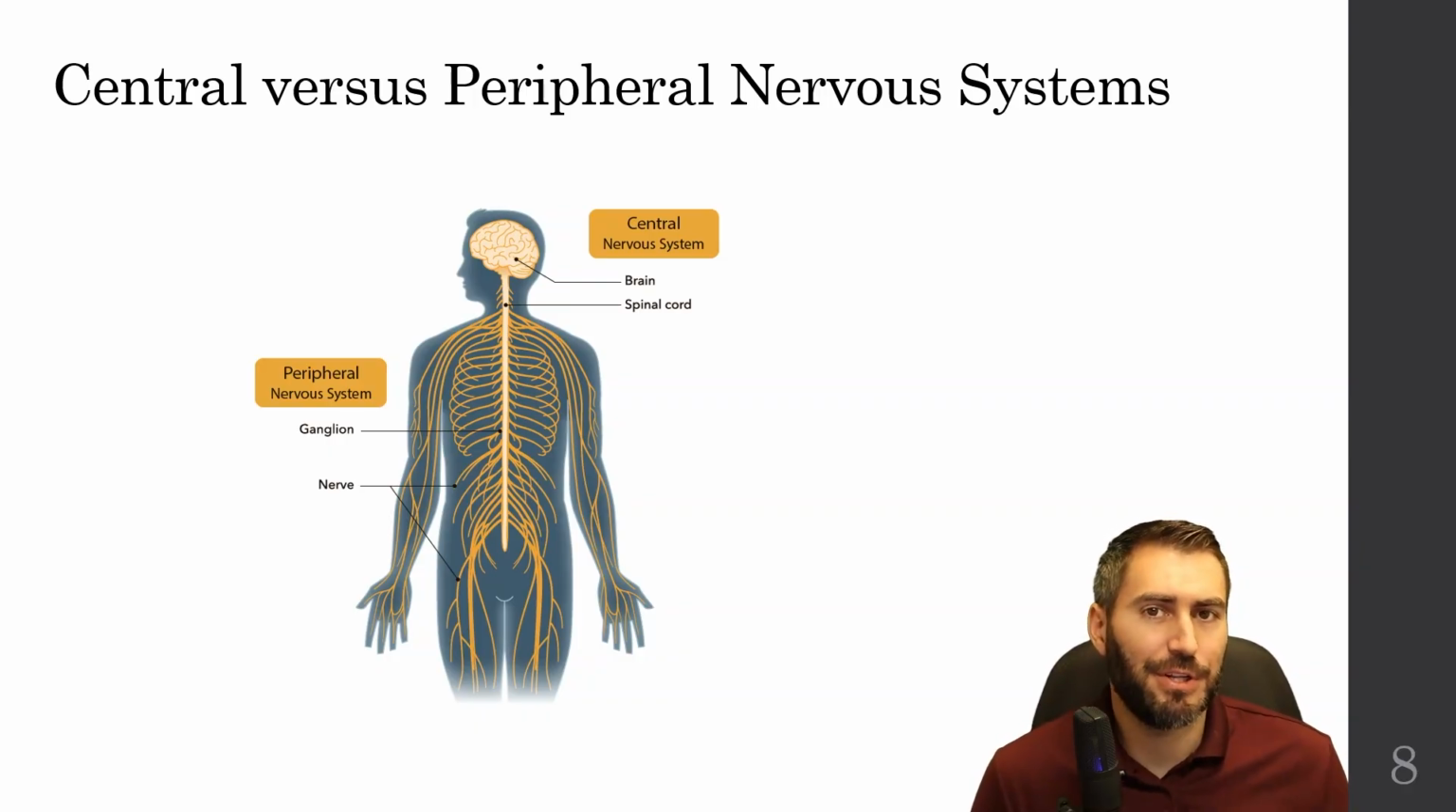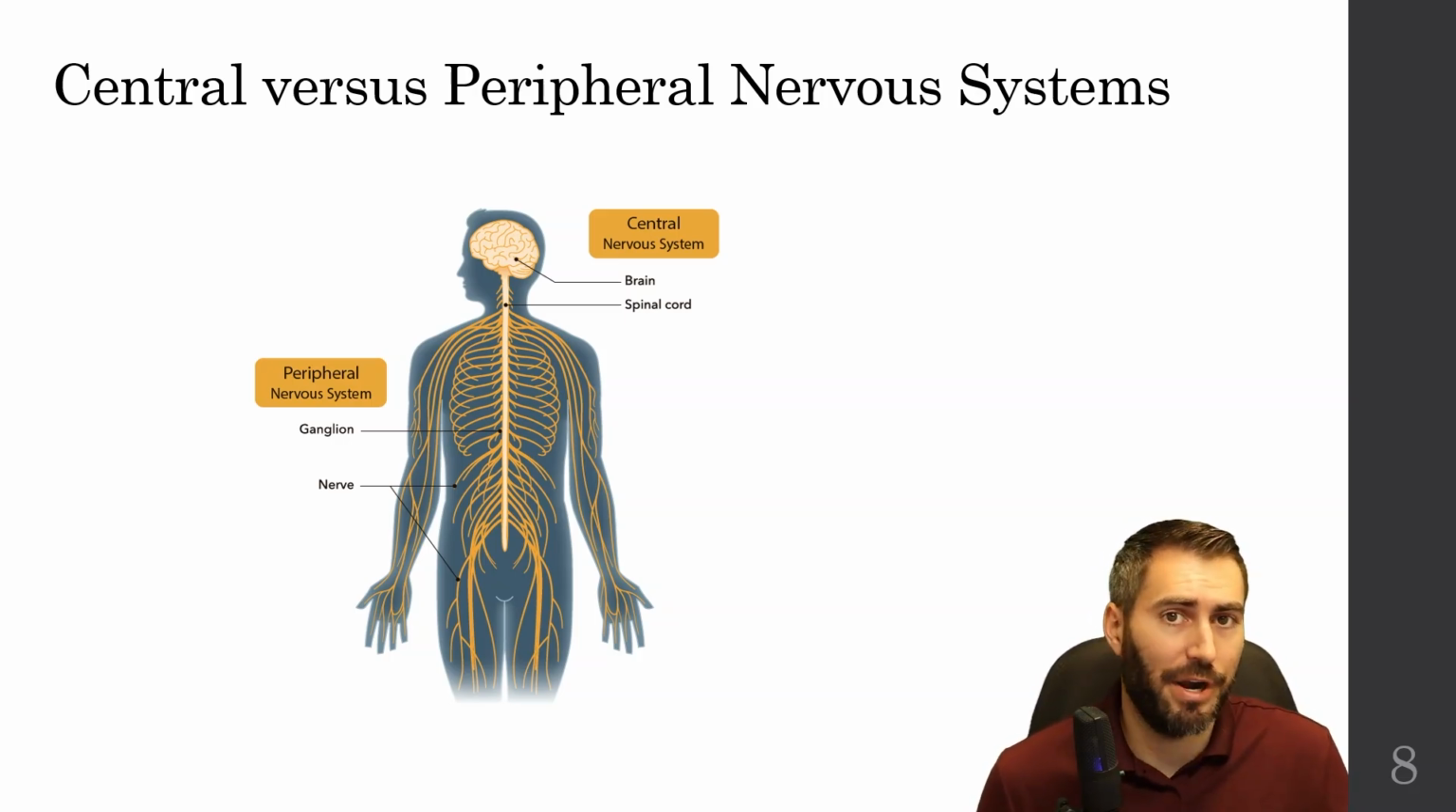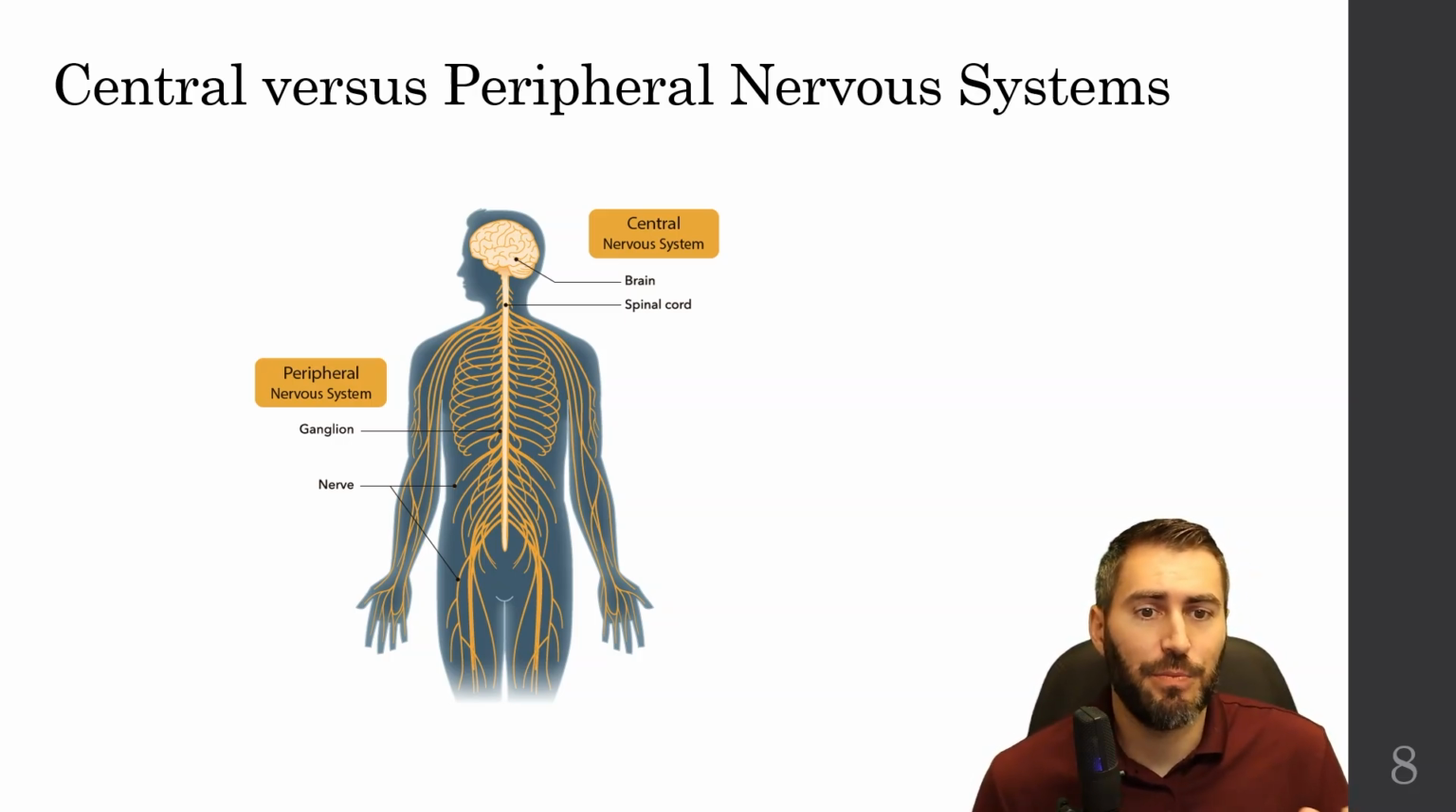So we generally split the nervous system into two main sections: the central nervous system, which is comprised of the brain and the spinal cord, and the peripheral nervous system, which is comprised of things like ganglia and nerves, and really the rest of the nervous system components within our body that are not the brain or the spinal cord. And so we can break these down a little bit farther and discuss this.